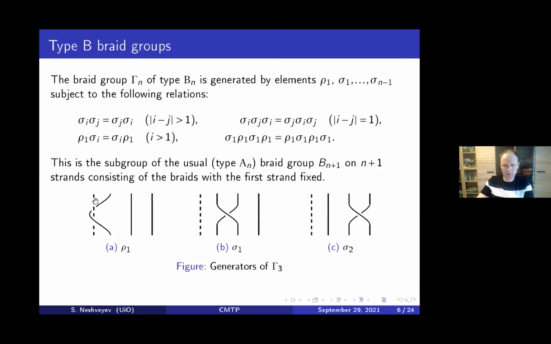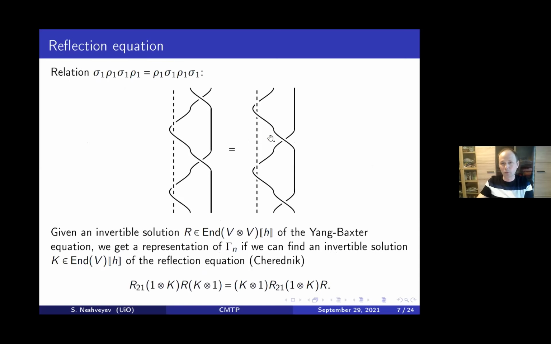While for the first strand, so on the first two strands, you have this generator ρ1, and it corresponds to a picture like this. So then, say these relations are kind of obvious because ρ1 involves only the first two strands, while all the sigma i's will start with strands number 3 and so on. So they commute, of course. But this relation is shown here in pictorial form.